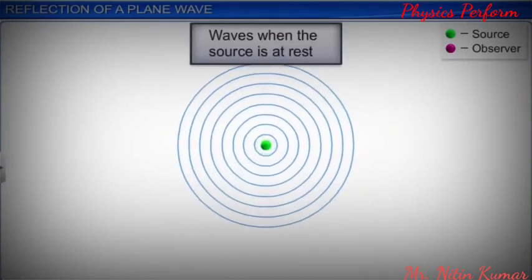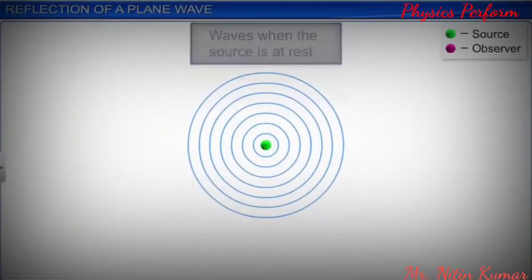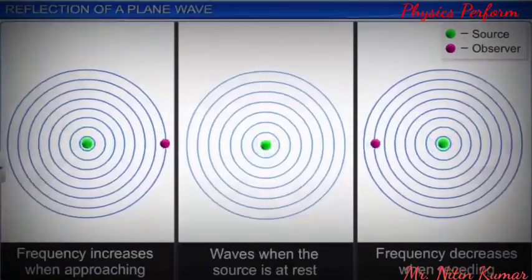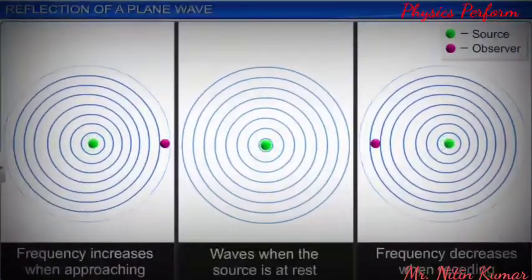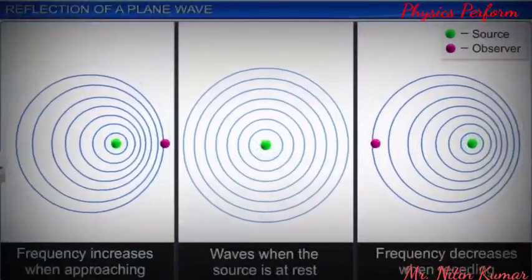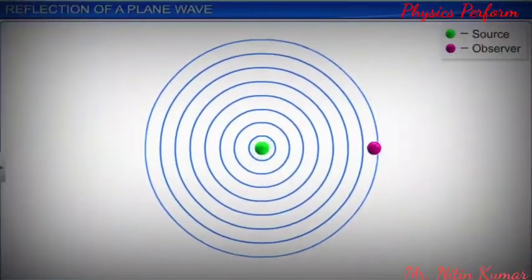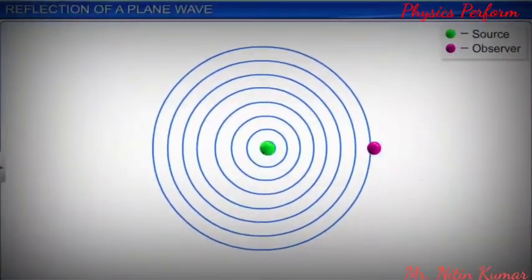Let us now discuss the Doppler effect of light. The apparent change in the frequency of light due to the relative motion between the source of light and the observer is called the Doppler effect. You have already studied the Doppler effect related to sound waves.